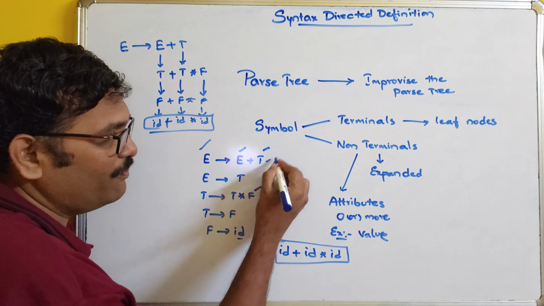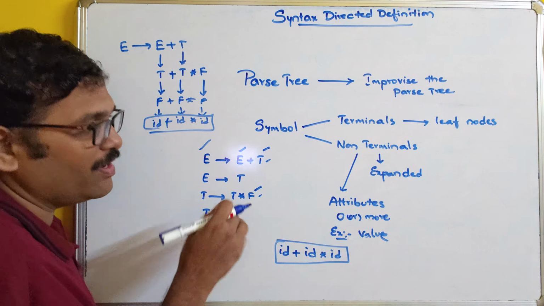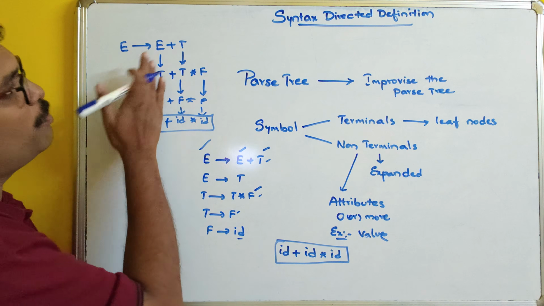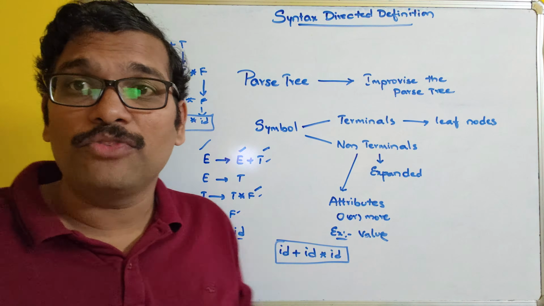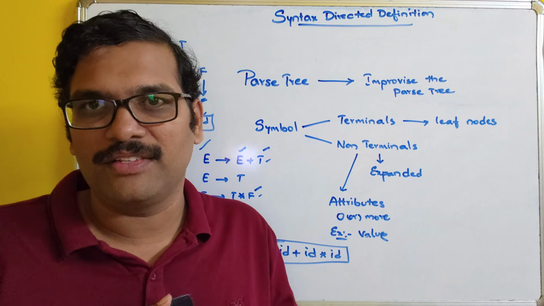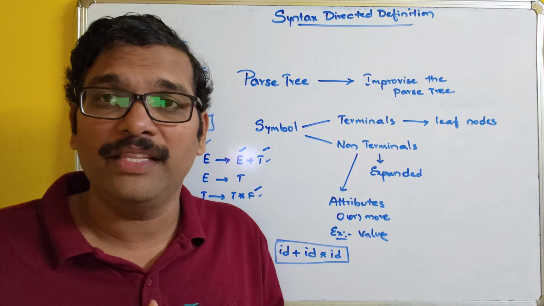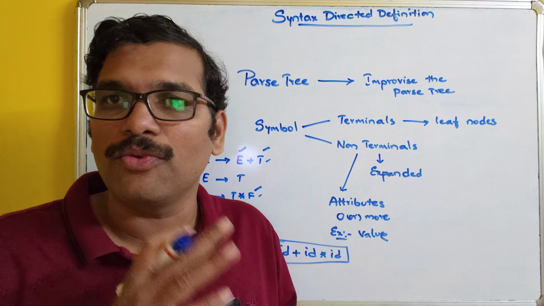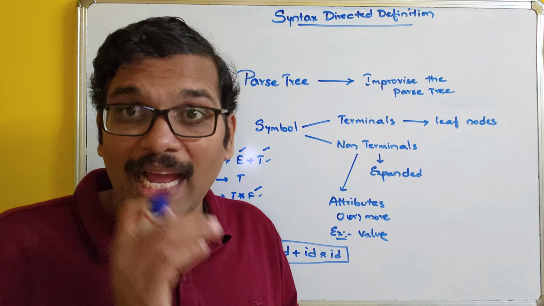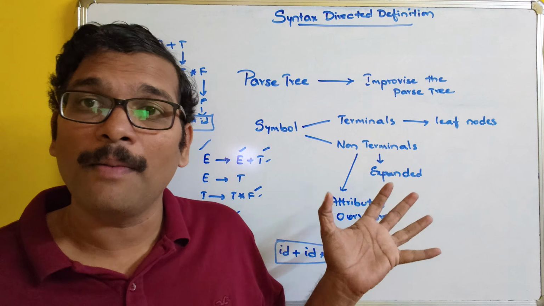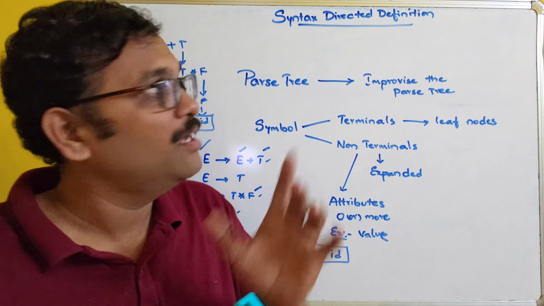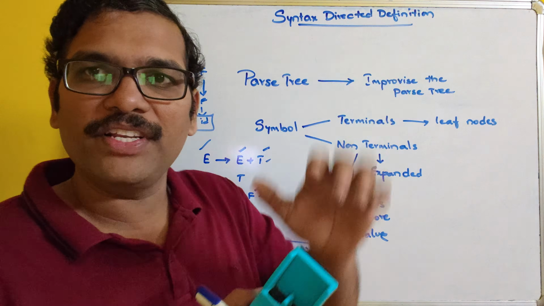That means every non-terminal will have an attribute, and that should be evaluated. For every production, there will be some semantic rules applied. These semantic rules and the productions combined are called a syntax directed definition.